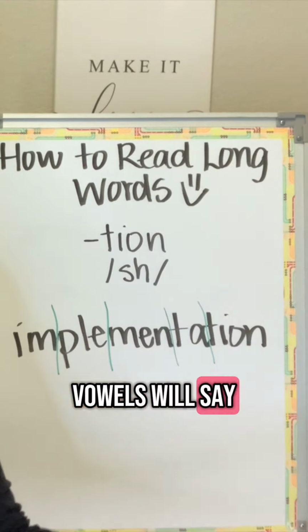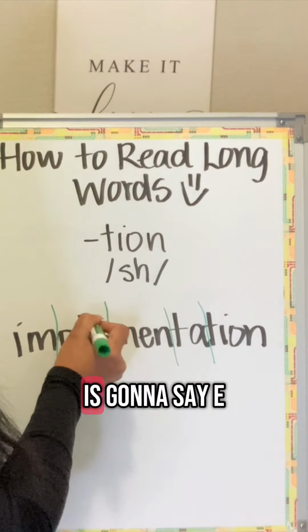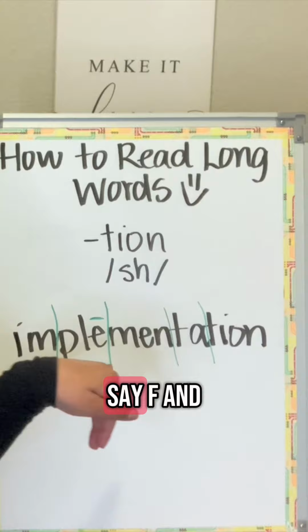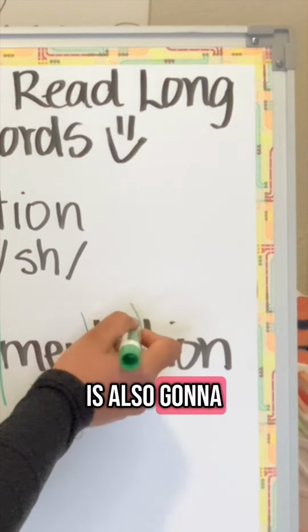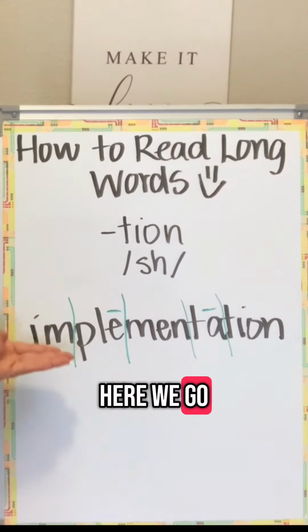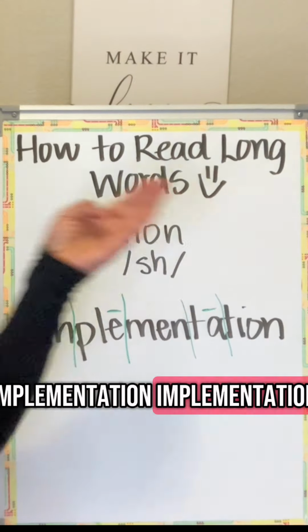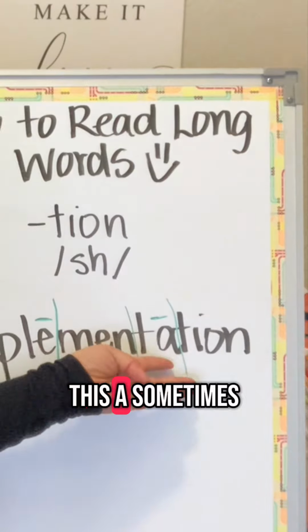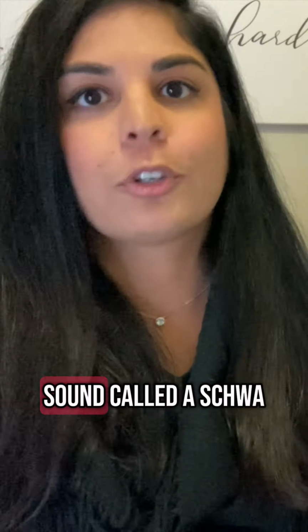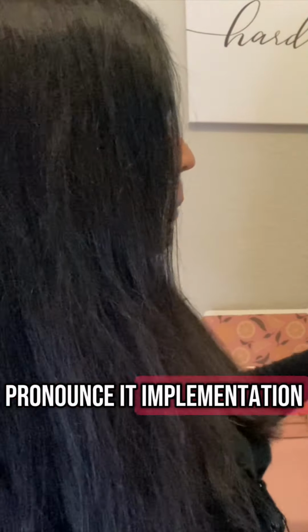Again, vowels will say their long sounds usually at the end of a syllable. So that means that this E is going to say E. It's not going to say eh. And then this A is also going to say A, not ah. And I'm going to blend it. Here we go. Implementation. And when you say it quickly, this A sometimes has its lazy sound called a schwa, which we'll talk about in another video, but you will pronounce it implementation.